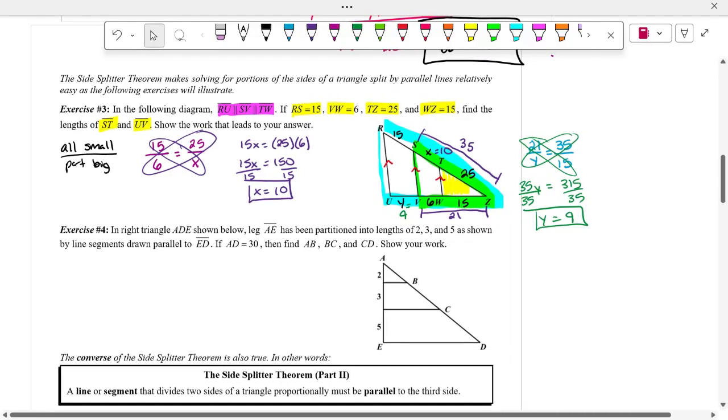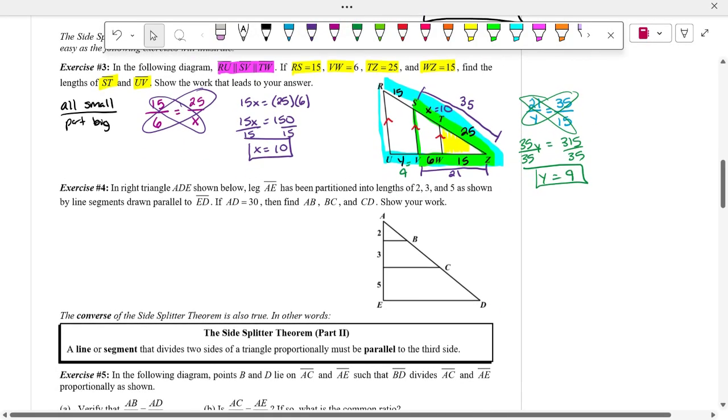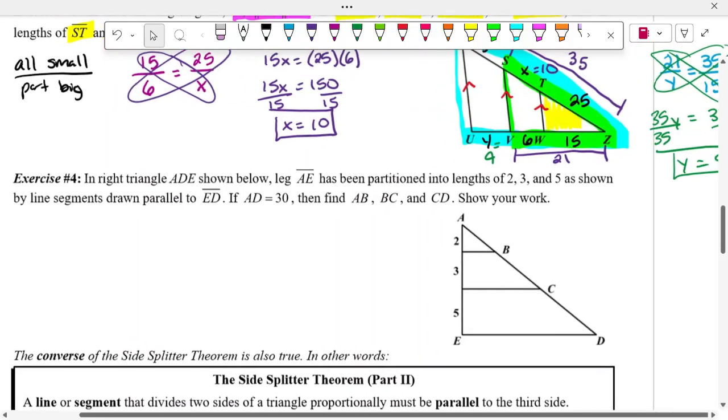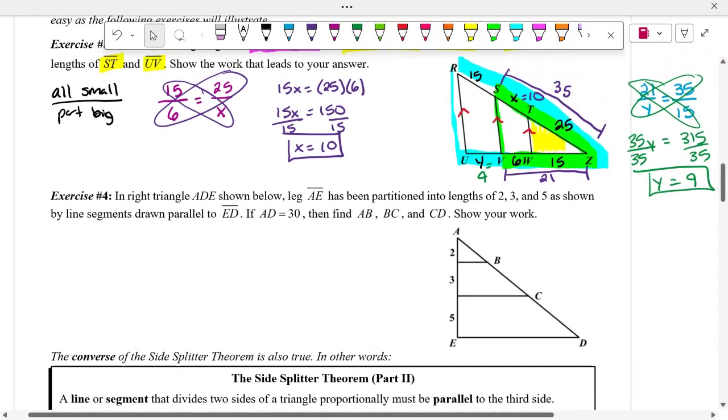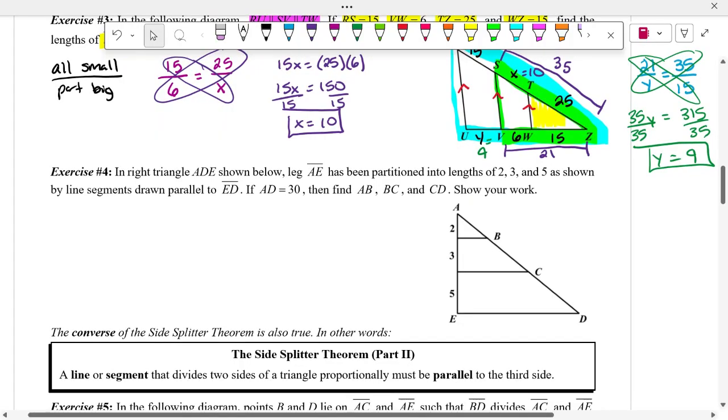All right, let's try another one. Okay. Come on, guys. All right. So let's do another one.